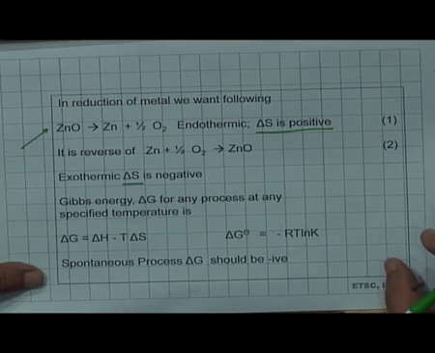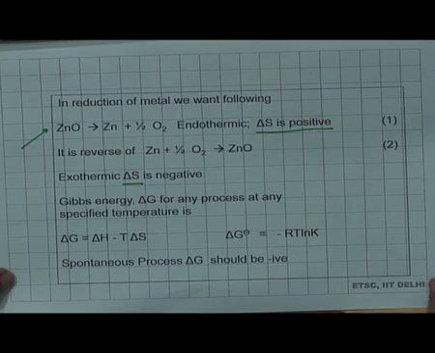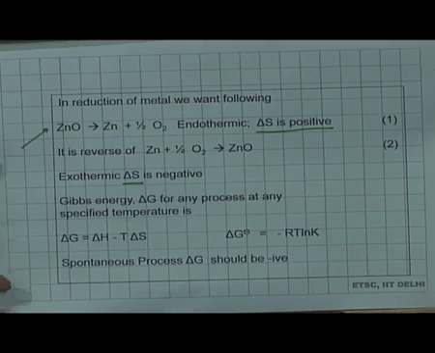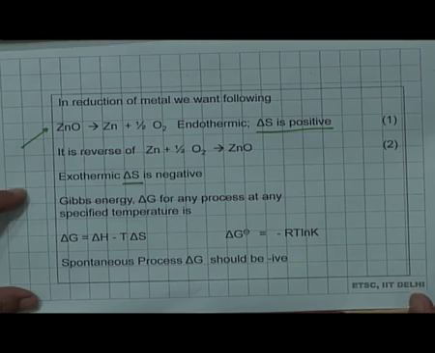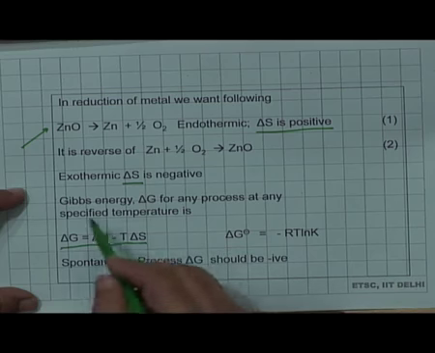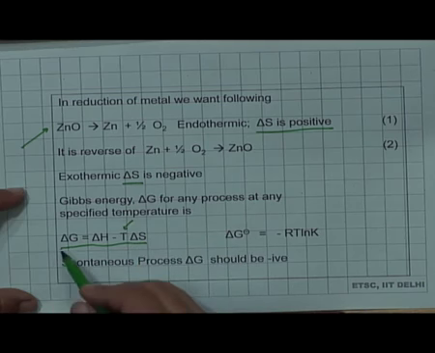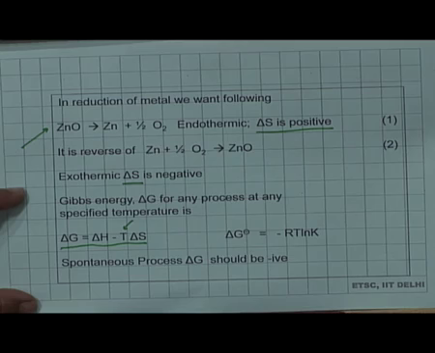Now, you can visualize that if we have two equations, one which is exothermic in nature and gives delta S negative, and another which is endothermic with delta S positive, we can combine them together to give an overall reaction which ultimately gives a negative value of the free energy, because we know that delta G is equal to delta H minus T into delta S. This is called the Gibbs free energy at any specified temperature T.